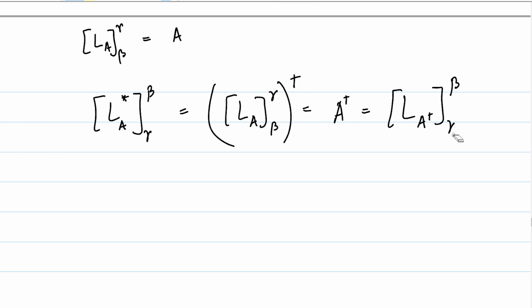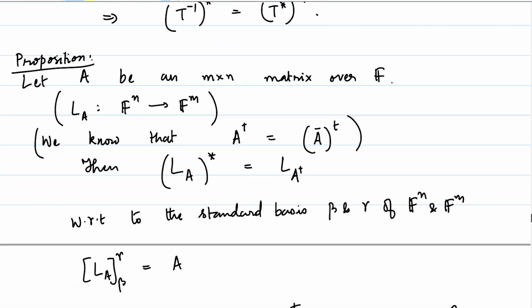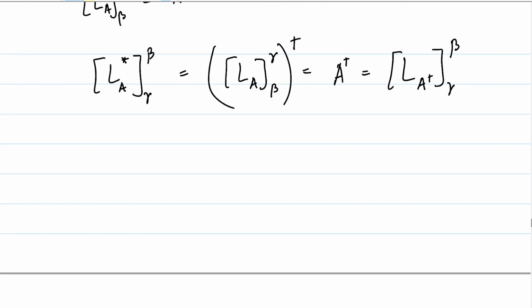I'm sorry, let me be a bit careful here. L_A adjoint, from gamma to beta. This is right. Remember this implies that A adjoint is an n cross m matrix. If A is an m cross n matrix, the conjugate transpose is an n cross m matrix. So this is a map from F^m to F^n, which makes complete sense. So this is equal to L_A adjoint, the matrix of L_A adjoint with respect to gamma beta. But that implies that L_A star is equal to L_A adjoint, as we had set out to prove.